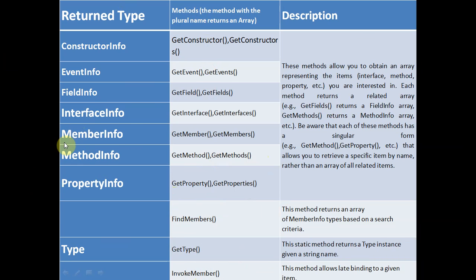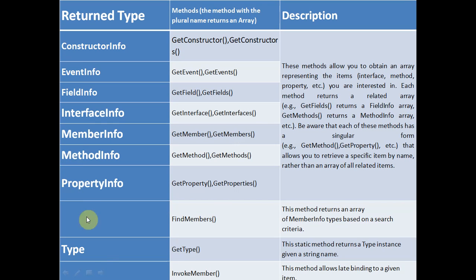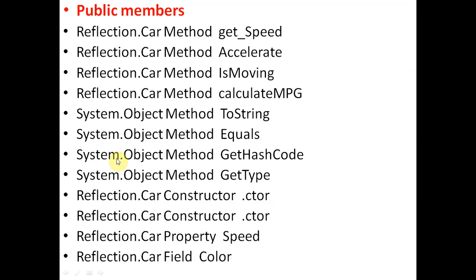So with the help of MemberInfo: ConstructorInfo, EventInfo, FieldInfo, InterfaceInfo, MemberInfo, MethodInfo, PropertyInfo. We have different return types, so we can use them accordingly. Here we are using the MethodInfo class. The same way we have MemberInfo, InterfaceInfo, FieldInfo, EventInfo, ConstructorInfo, PropertyInfo.